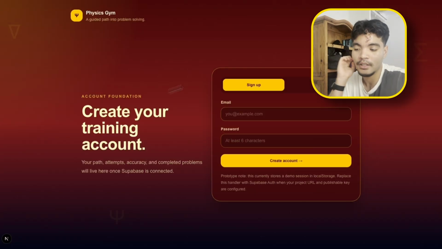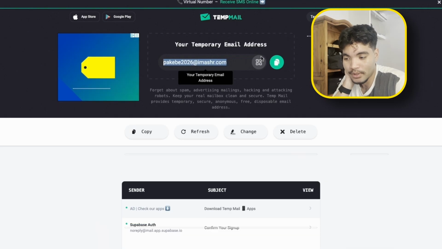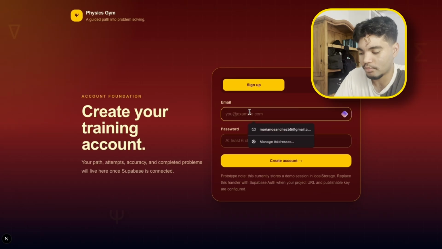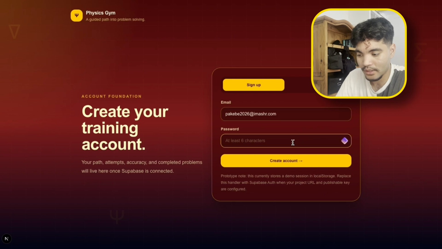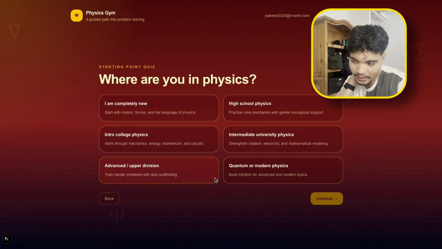We're going to start, of course, by signing up. I'm just going to use a temporary email address because it's just a work in progress so far. Whoops, did that twice. Okay, there we go. Just a random password. Okay, so this is the onboarding, this is what I'm thinking of doing, what it's going to look like.